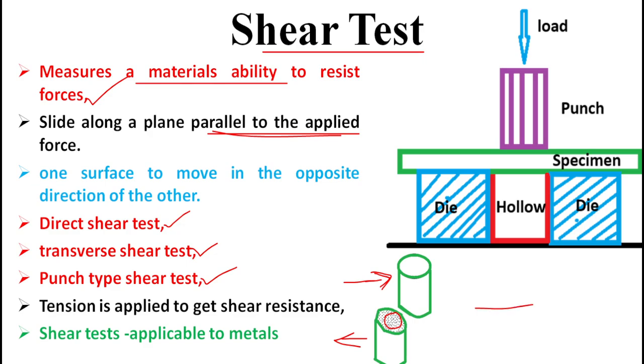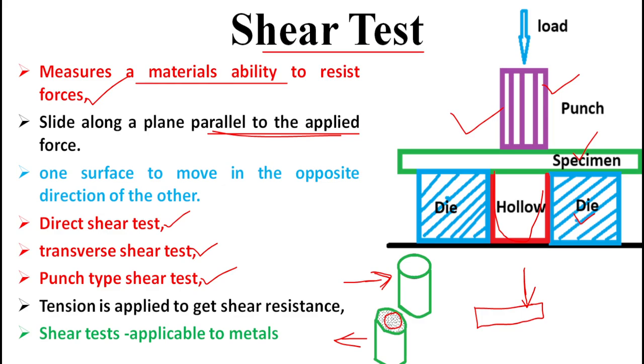This is a transverse shear. This is a specimen, and we apply load. Next, punch type shear. This is an example of punch type shear. There is a specimen, we use a punch and apply load, on a hollow surface, and a die is used on that side. So this is the punch type shear test.